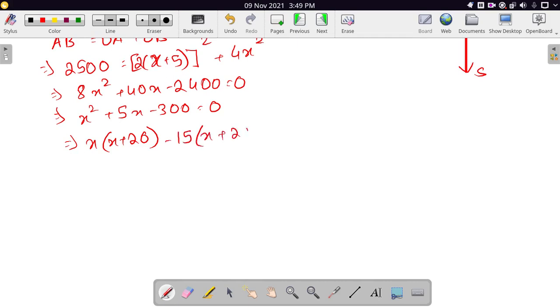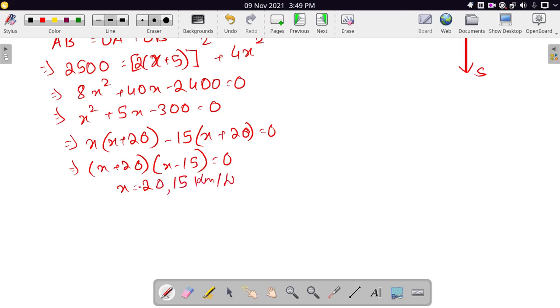x plus 20 is equal to 0. This is 20. So x plus 20, x minus 15 is equal to 0. x comes out to be minus 20 and 15 kilometer per hour. We will not take minus 20 because it is negative, so we will not be taking that.